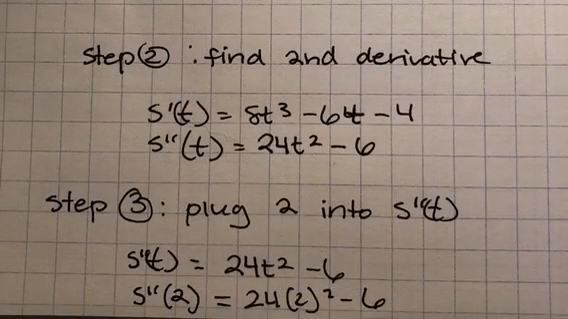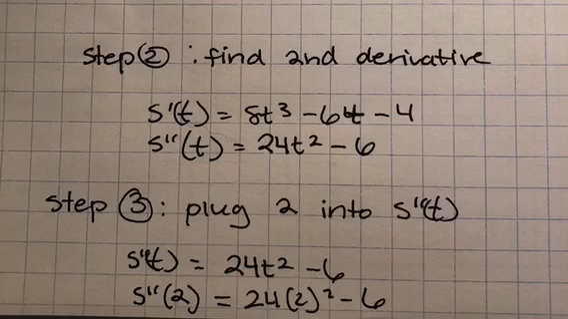Step 2 is finding the second derivative, which is where we can apply our knowledge to find the acceleration. So finding the second derivative, you take the first derivative and apply the same rules. Bring the 3 down to the 8, you get 24t squared. The t being raised to the 1 times negative 6, you get negative 6. Then you have negative 4, which is a constant, so once again, the derivative of a constant is 0. So the second derivative is s double prime of t equals 24t squared minus 6.